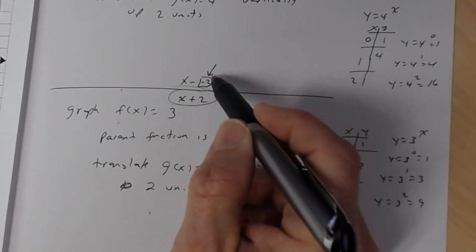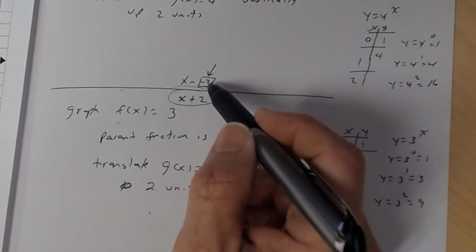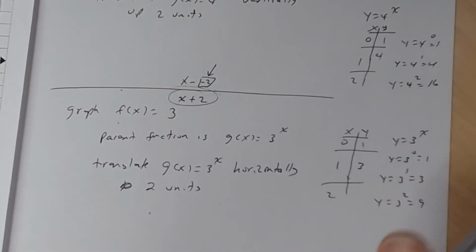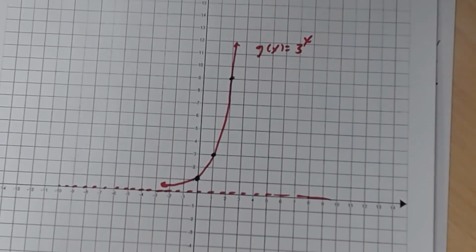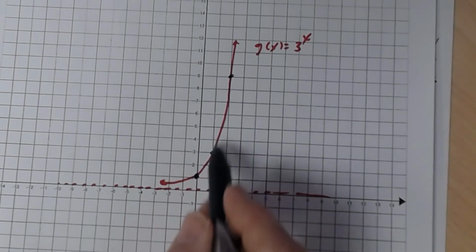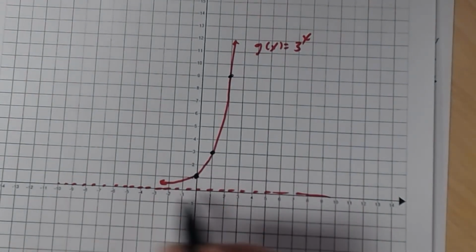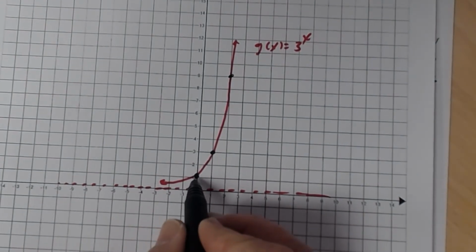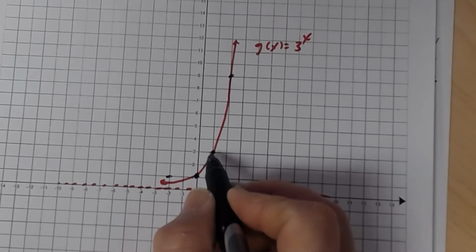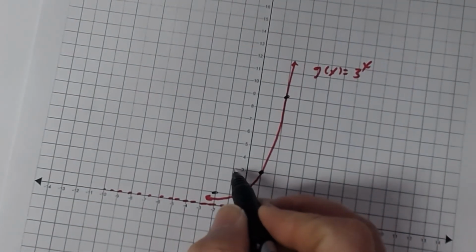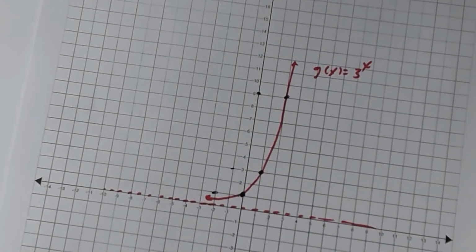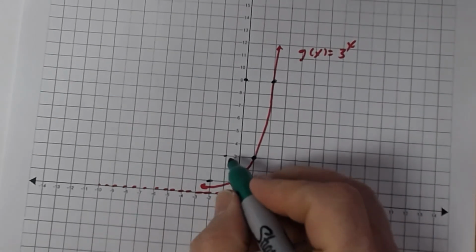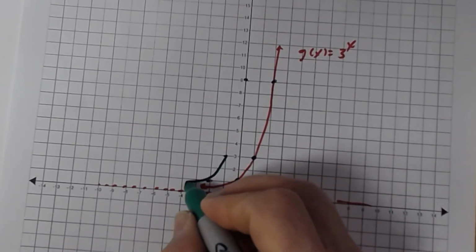So this thing I have boxed in is negative. So you go to the left 2 units. So this is what you do. Take all these 3 points and move them to the left 2 units. The horizontal asymptote stays the same. So to the left, what did I say, 2 units? Okay, 1, 2, 1, 2, 1, 2. And then now all you do is just draw your graph. Looks something like this.